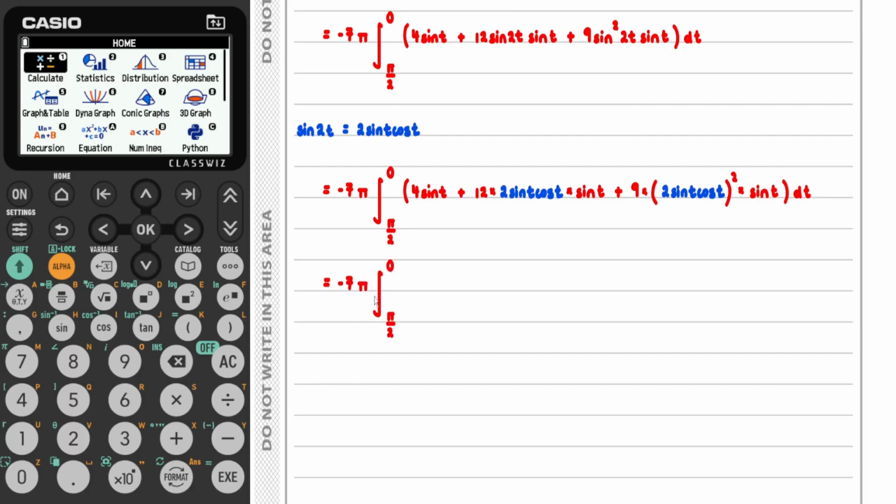So I've got negative 7 pi times the integral from pi over 2 to 0 of 4 sine t, and here we would have 24 sine squared t cos t, and here we would have 36 sine cubed t cos squared t, and we integrate with respect to t.